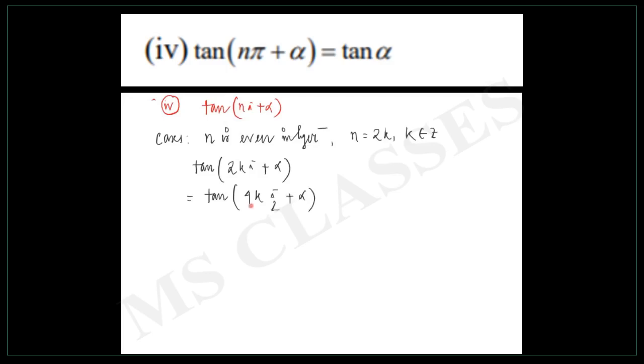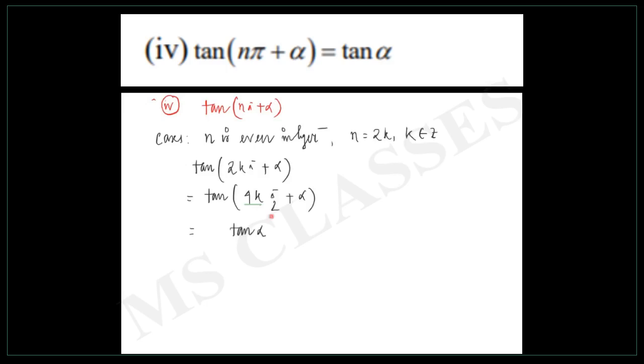Tan of 4k into pi by 2 plus alpha. Now here we have an even multiple of pi by 2. First of all, what we understand here is that it is an even multiple of pi by 2. What is the even multiple of pi by 2? This will be tan alpha.